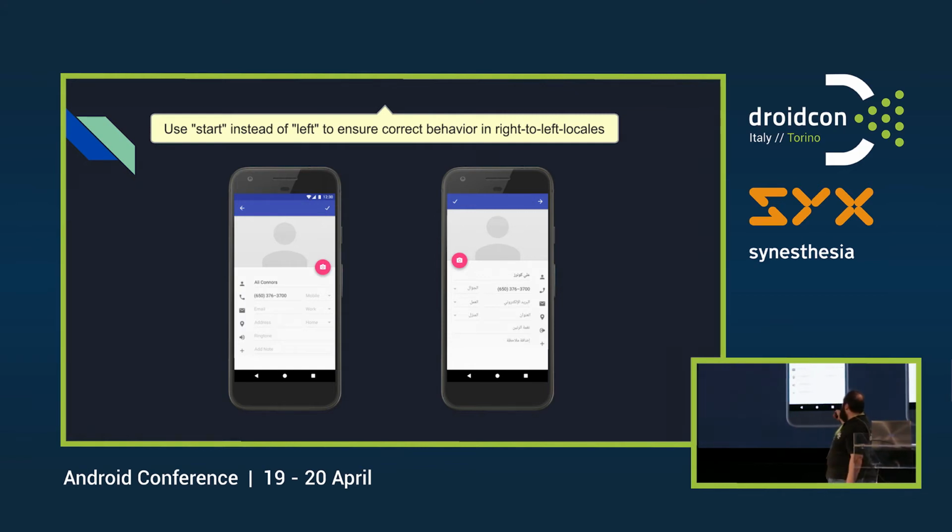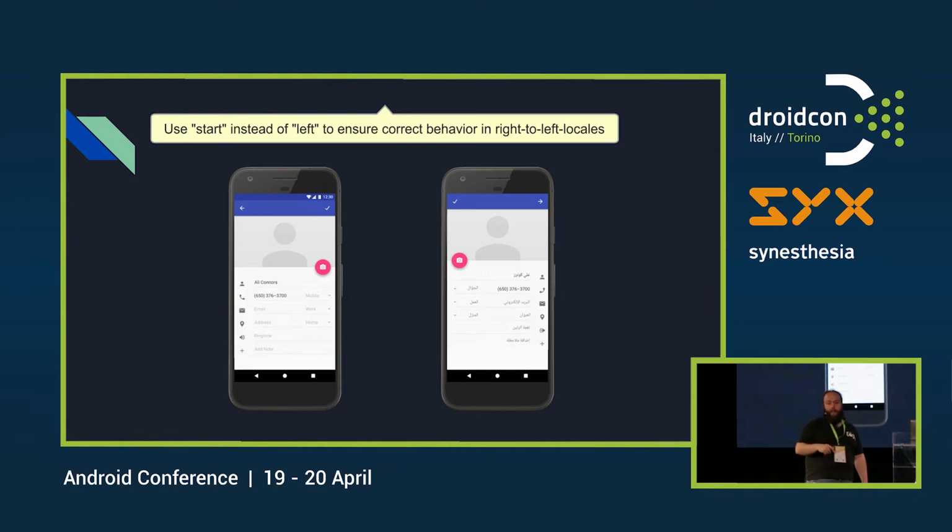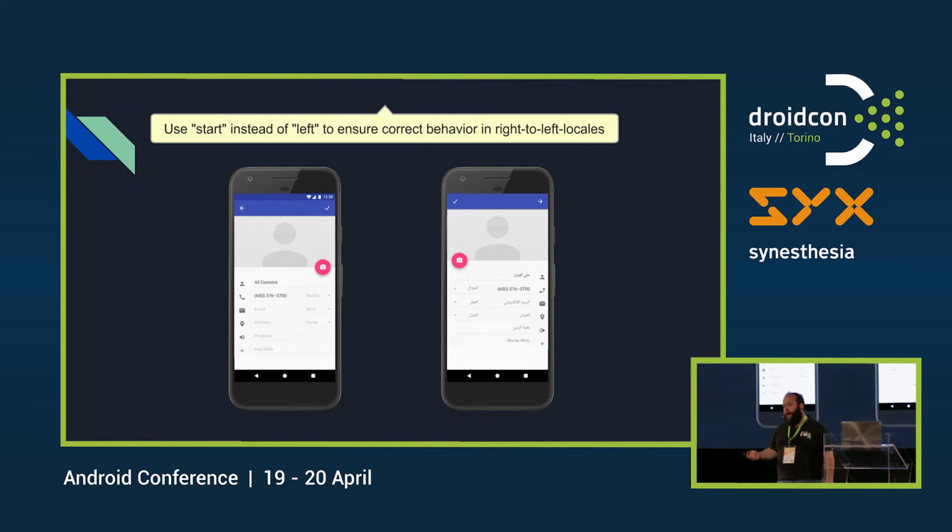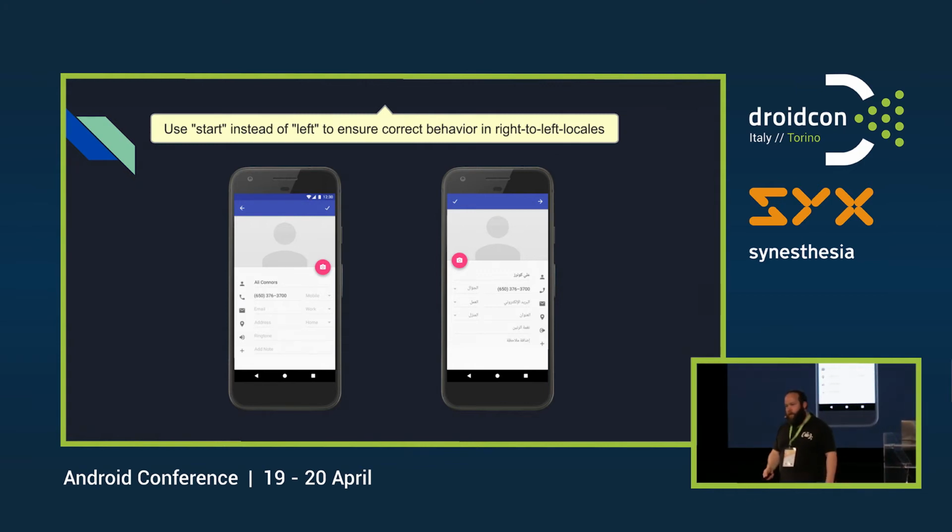So if we use, for example, gravity left for the icons, in the left to right layout, it's okay. In the right to left, we leave the icon next to the text, because we have used left instead of start. Start is the gravity where the user starts to read. So left to right or top to bottom.